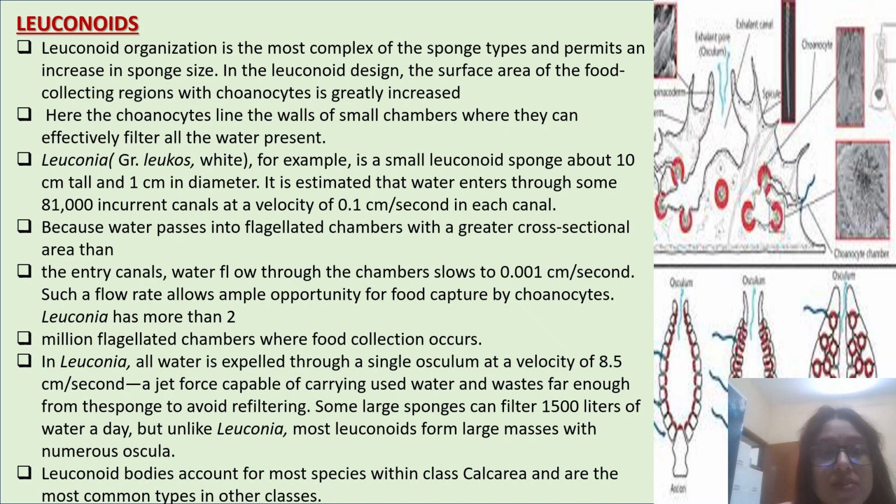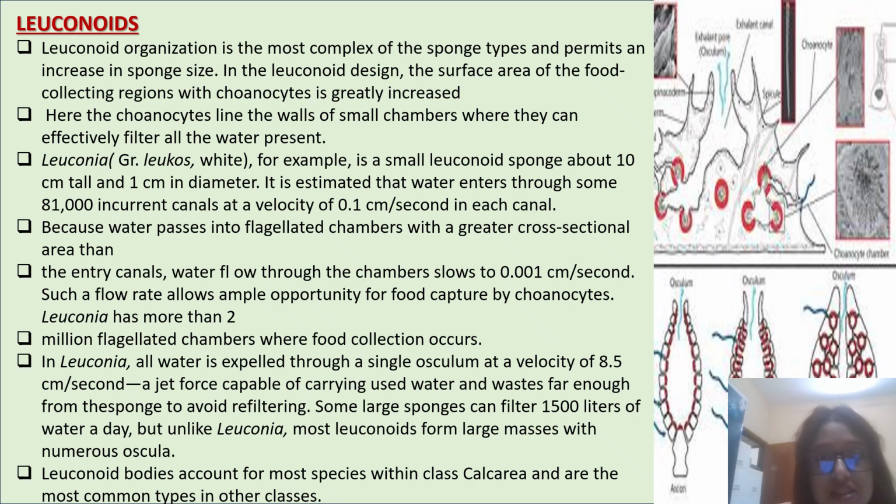Leuconoid organization is the most complex of the sponge types and permits an increase in sponge size. In the leuconoid design, the surface area of the food-collecting regions with choanocytes is greatly increased. Here, the choanocytes line the walls of small chambers where they can effectively filter all the water present. Leuconia, for example, is a small leuconoid sponge about 10 centimeters tall and 1 centimeter in diameter.